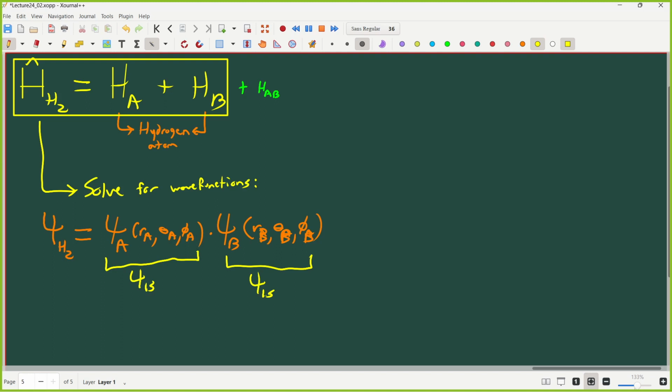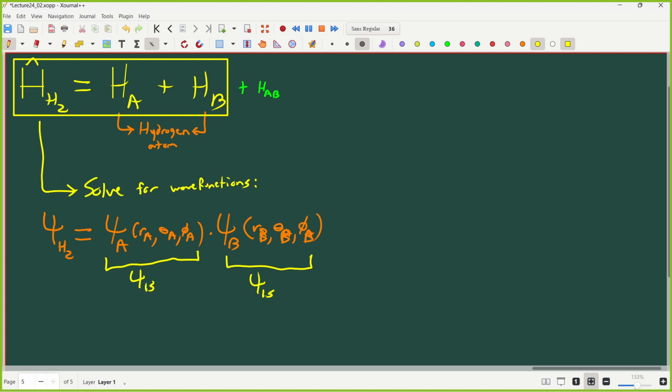Now, here's a problem. What happens when I swap the electrons? I mean, what if I switch A and B together? What if I exchange the electrons? Remember, electrons are identical. Right? So there's really nothing different between electron 1 and electron 2. Nothing different. So there's no reason for me to be able to exchange them.